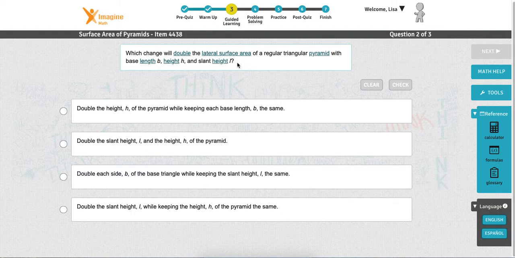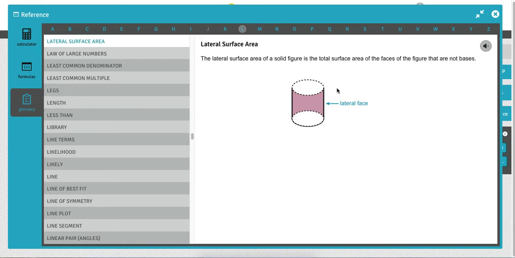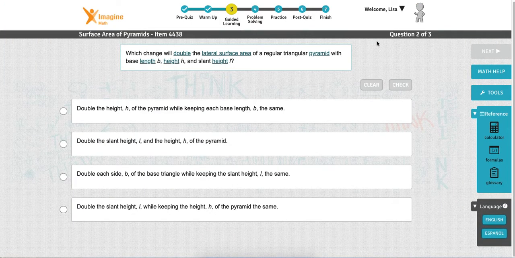Okay, so it's asking which change will double the lateral surface area. Well, what's lateral surface area? The lateral surface area of a solid figure is the total surface area of the faces of the figure that are not the bases. So in this case, if I'm talking about a triangle, I'm talking about the sides of the triangle and not the bottom of the triangle.